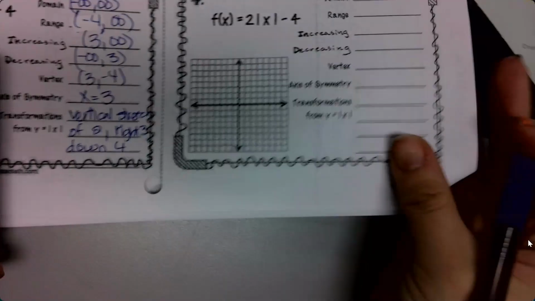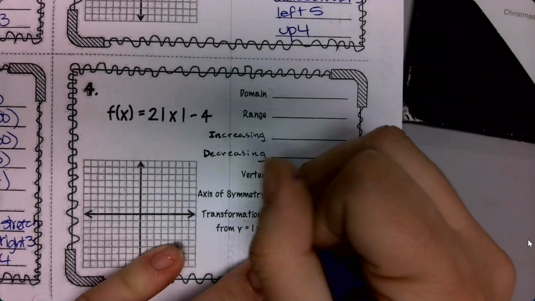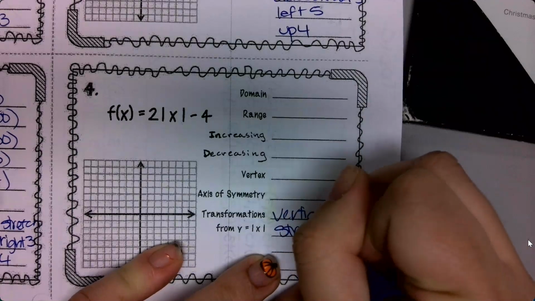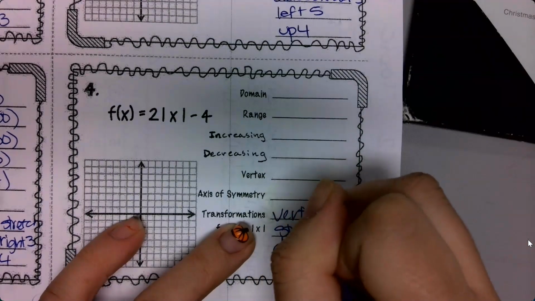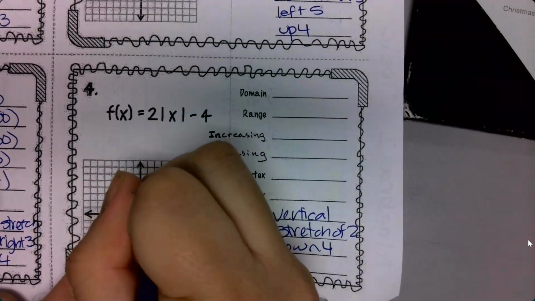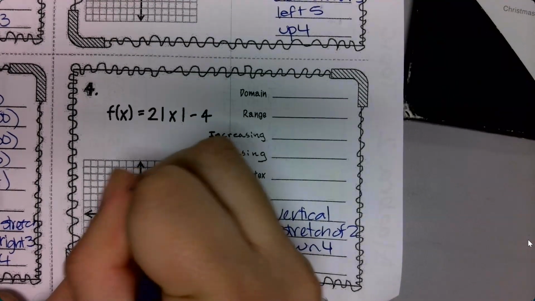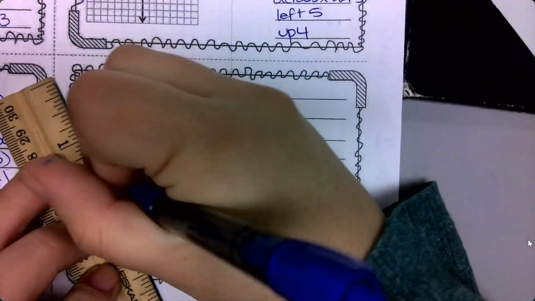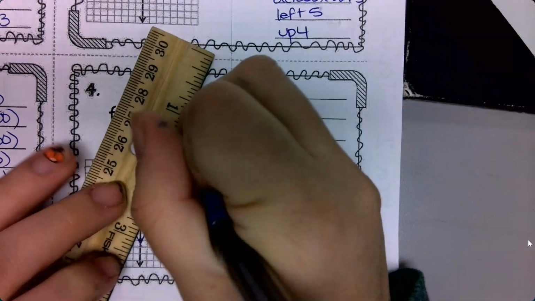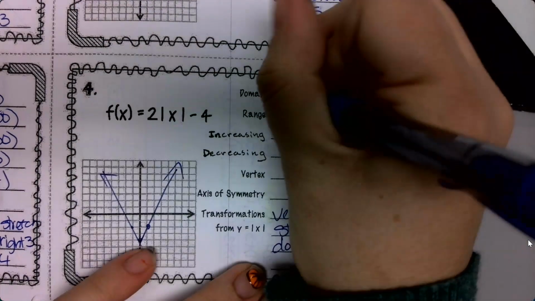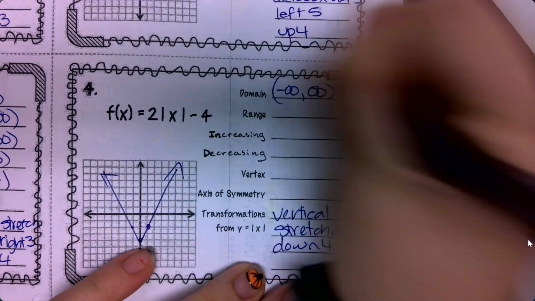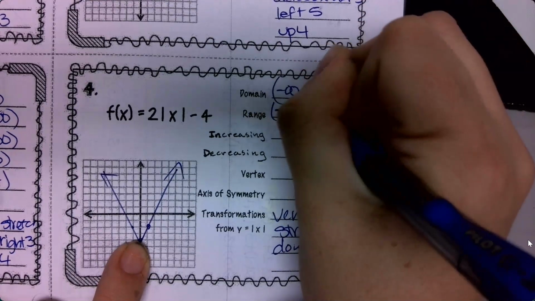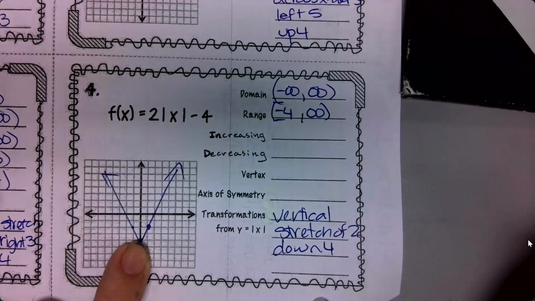So my final question on this one, I have a vertical stretch of 2, and I'm going down 4. So 1, 2, 3, 4. Vertical stretch of 2 makes my slope of 2. My domain is negative infinity to positive infinity. My range starts at negative 4 and goes up forever. It includes the 4, so I put the square bracket.